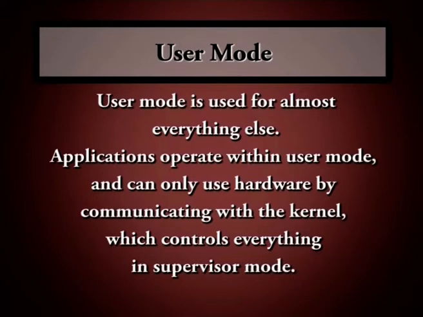Applications operate within user mode and can only use hardware by communicating with the kernel, which controls everything in supervisor mode. When a computer first starts up, it is automatically running in supervisor mode. The first few programs to run on the computer have unlimited access to hardware. When the operating system passes control to another program, it can place the CPU into user mode.